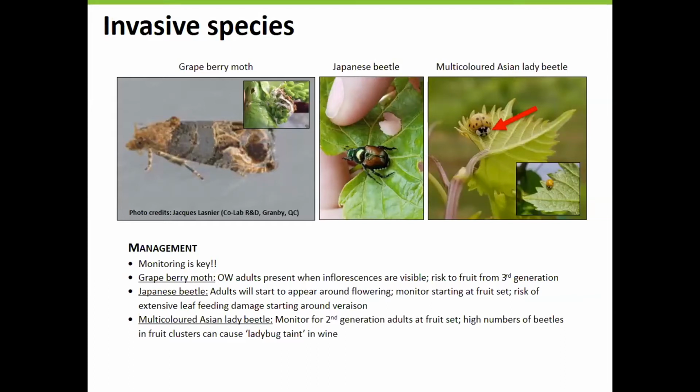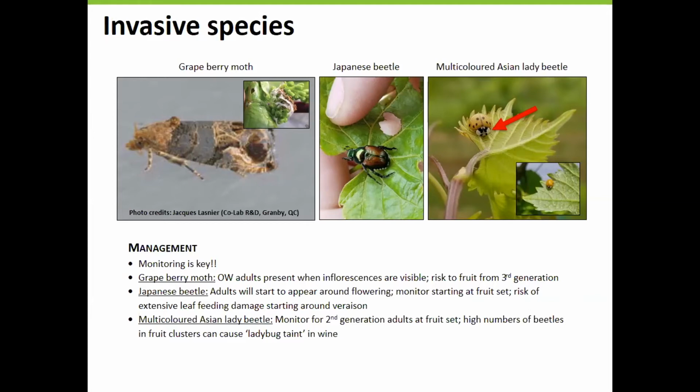Grape berry moth, I have yet to find it. And interestingly enough, it's also not in BC. But it is in Ontario and Quebec. It's in the Finger Lakes states. So I'm not sure if this is a maritime climate thing that it doesn't like. But monitoring for the invasives is key.